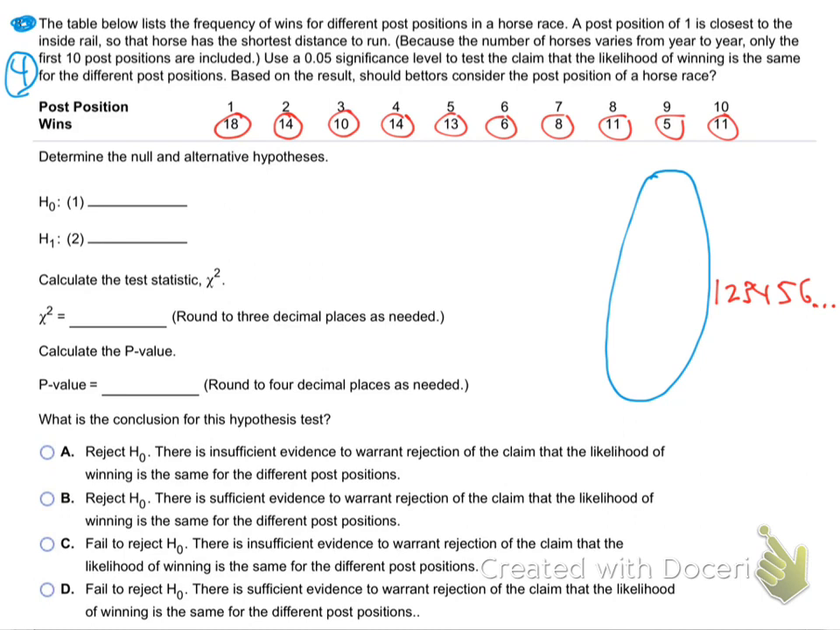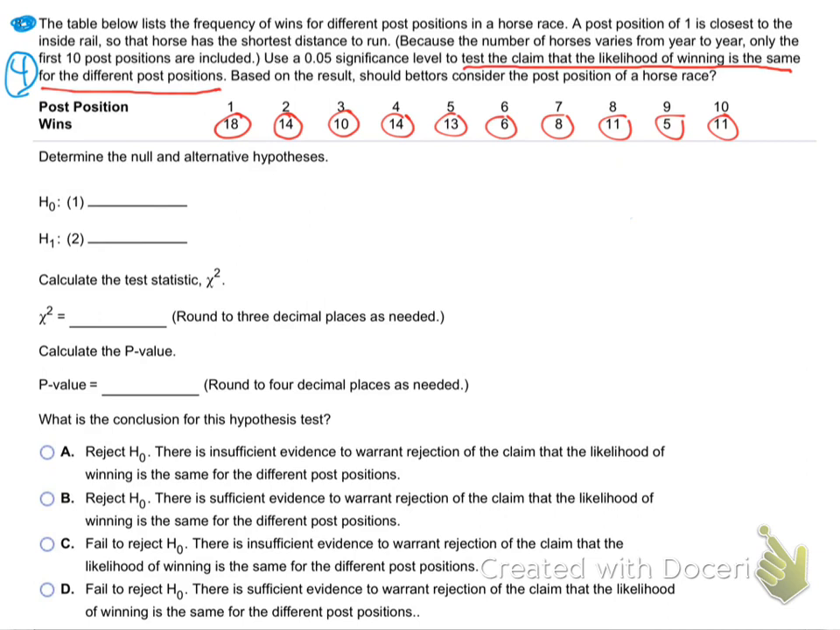So the question is, what is the claim? Test the claim that the likelihood of winning is the same for the different positions. Is it the same? Well, I don't know. How do we do that?